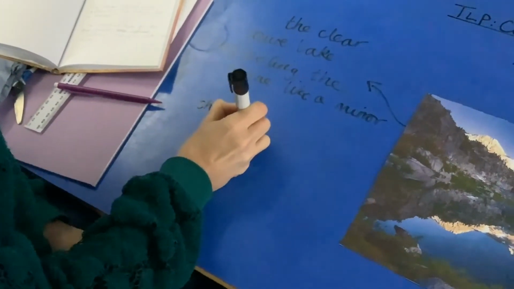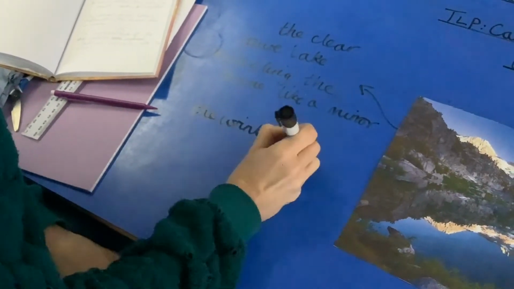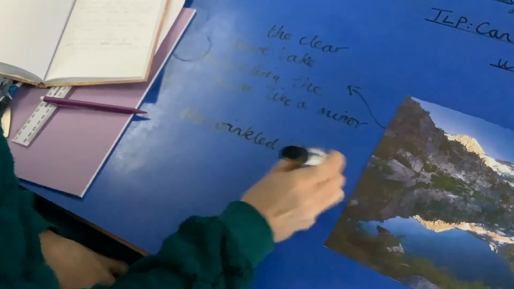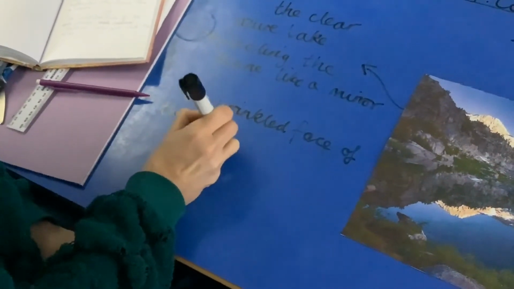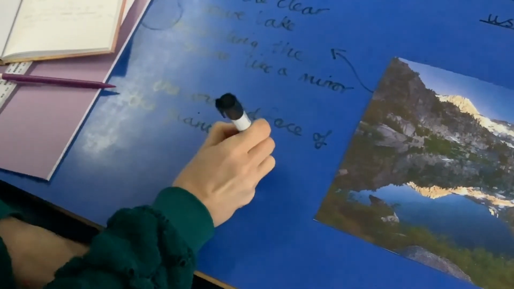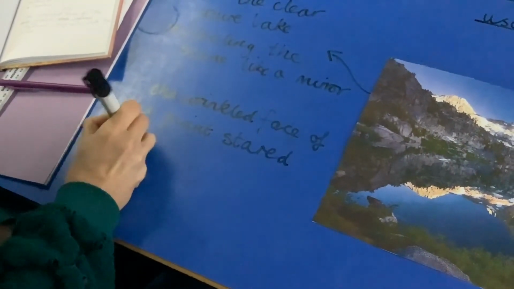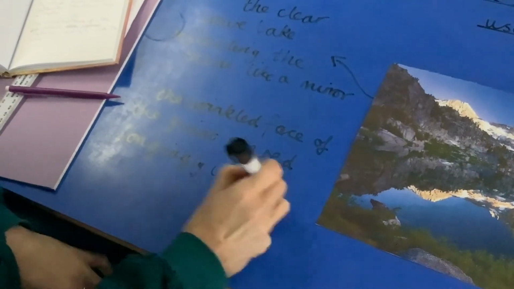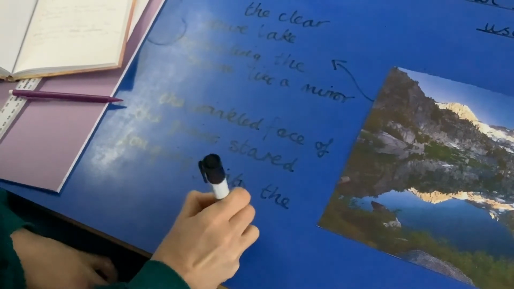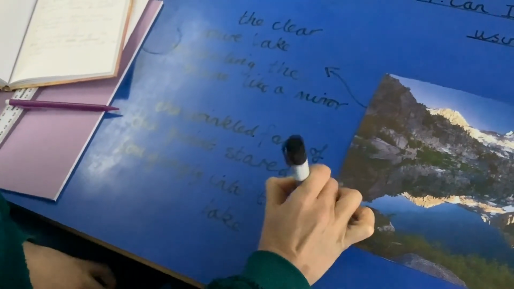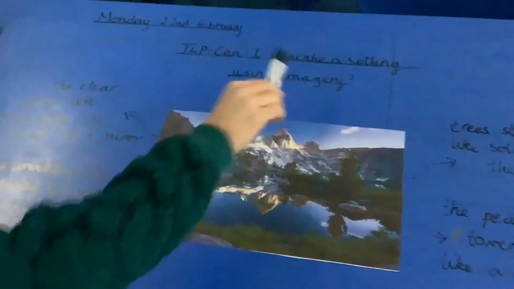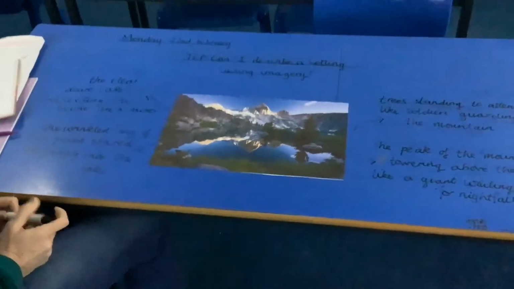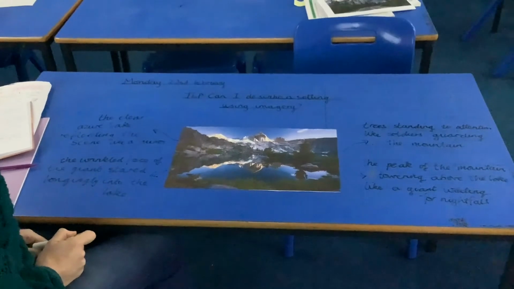This is reminding me of a sort of old man's face. Let's say the wrinkled face of the giant stared longingly into the lake. So these are just some of my ideas. You're just trying to describe a setting, collect up different ideas, and you're trying to use imagery, which is where you use similes or metaphors. So saying things are something that they aren't.